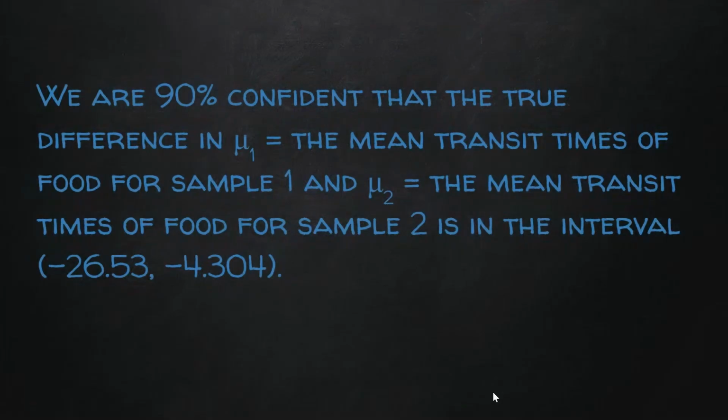To wrap up my problem, I'm now going to give my conclusion. We are 90% confident that the true difference in mu sub 1, the mean transit time of food for sample 1, and mu sub 2, the mean transit time for food in sample 2, is in the interval negative 26.53 to negative 4.304. Oh, I think in Desmos I did a 95% instead of a 90%. My apologies. We should have changed the confidence level to 90%.